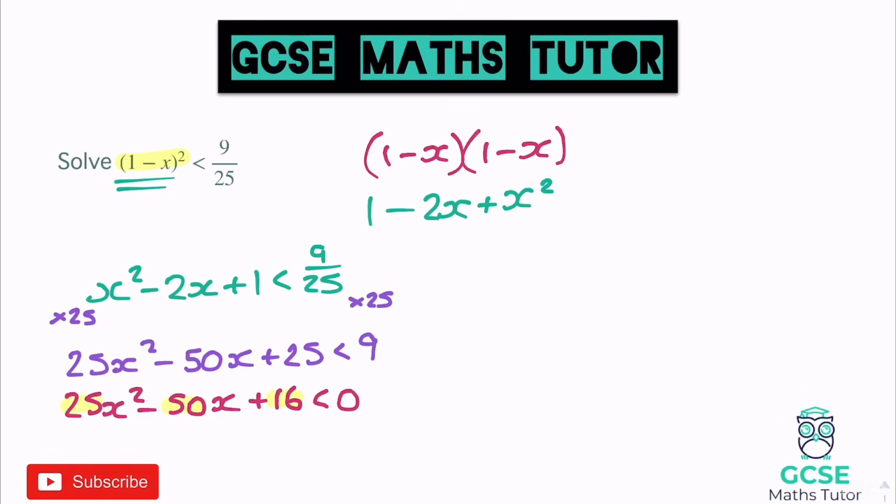So let's go about factorising this then. Now as we've got a 25x squared, we're going to want 5x in each bracket. So let's do this up here. We've got 5x, and another 5x.